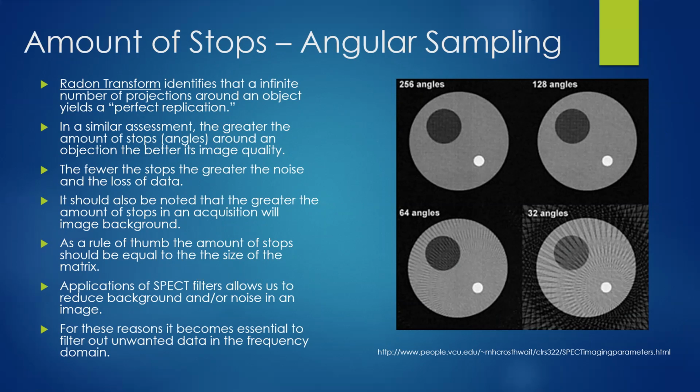So if you've got a 64 by 64 matrix on a whole body bone scan, then you're going to go for at least 64 stops all the way around the patient. And remember, as the camera's moving around that patient, you're actually collecting data, sampling data of those photons coming off of that bone scan as it goes 360 degrees around. So it's a sampling, and your goal is to try to generate a perfect replication. Well, that's probably not going to happen, but the more stops you have, the better off you are. So whatever you do, don't shortchange yourself on the amount of stops or the amount of angles.